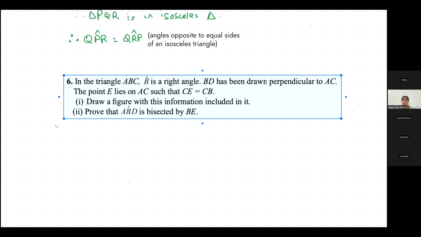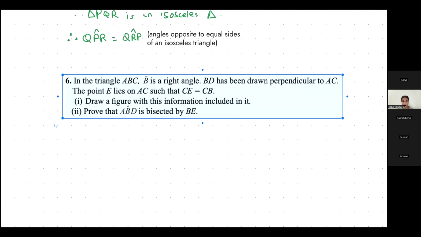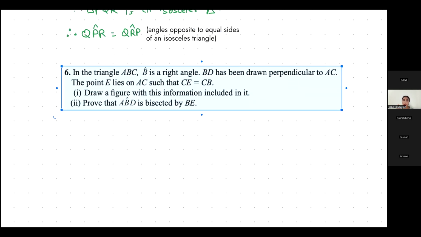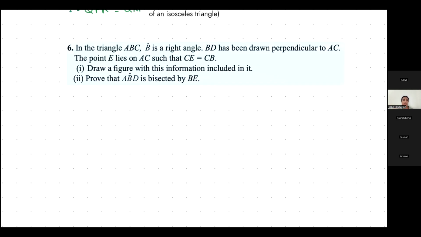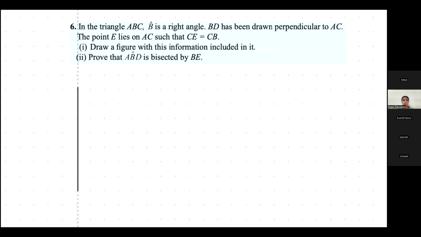In the triangle ABC, B is a right angle. Okay, I've drawn a triangle now. I have one piece of information, B is a right angle. That makes it so much easier. You can draw a triangle in multiple different orientations, right? This is the orientation that I'm drawing. Maybe you could draw it in a different orientation. It's okay, right? So this is a triangle ABC where B is a right angle.